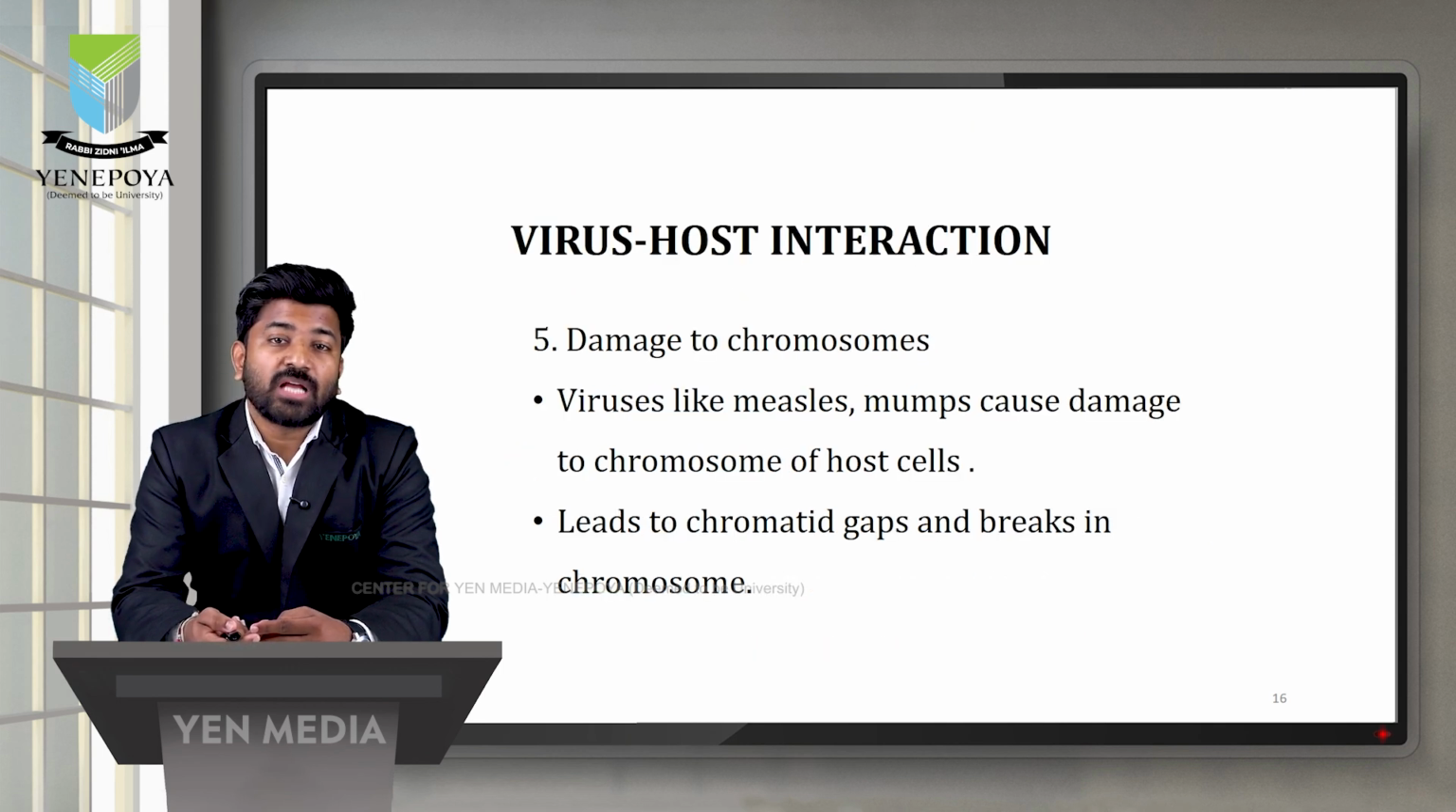Fifth, we have the damage to chromosomes. Some viruses like measles and mumps cause damage to the host chromosome in the host cell, which can result in chromatid gaps and breaks in the chromosome that can lead to changes in the cell morphology and functionality.